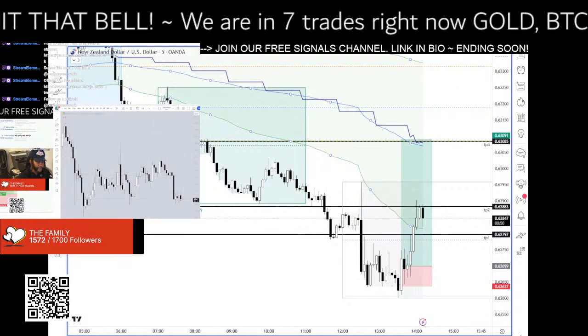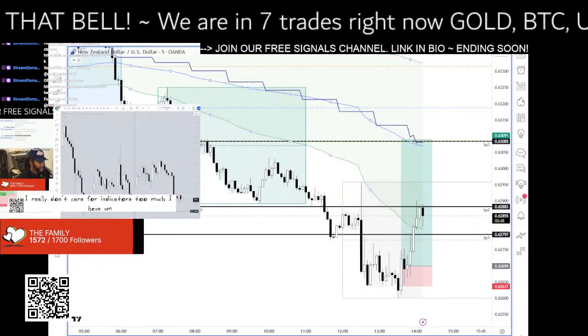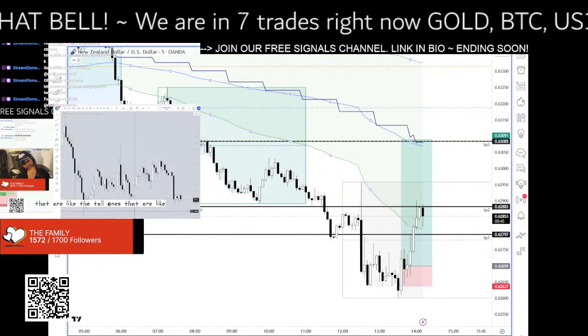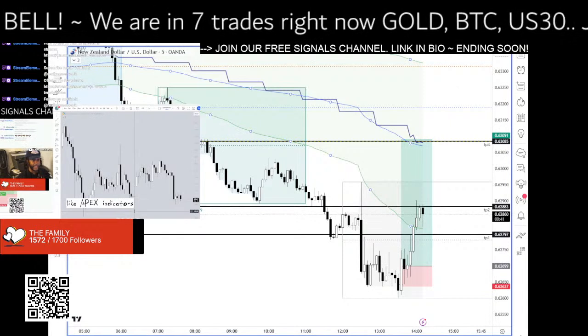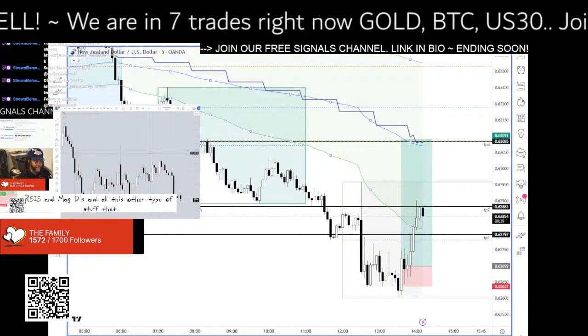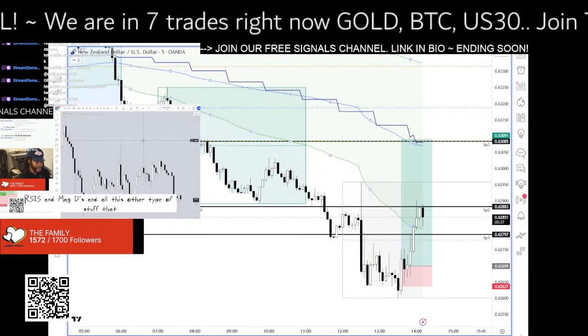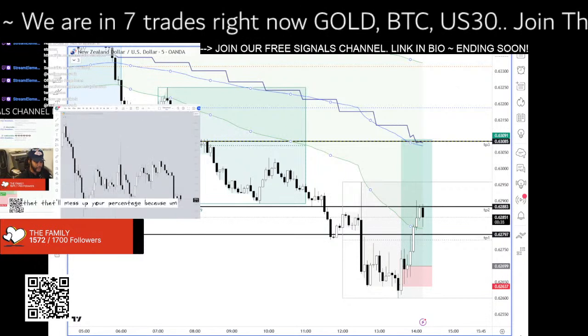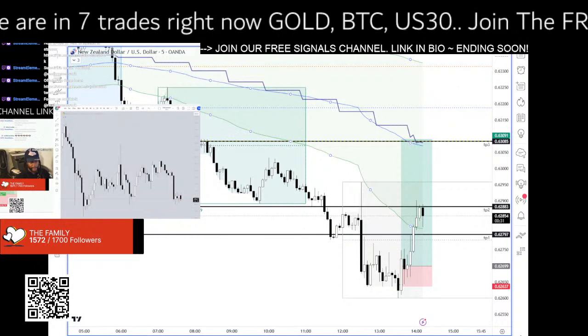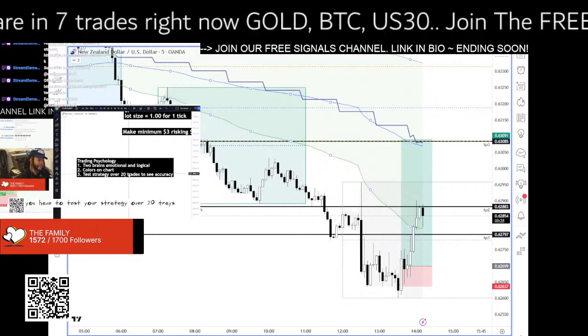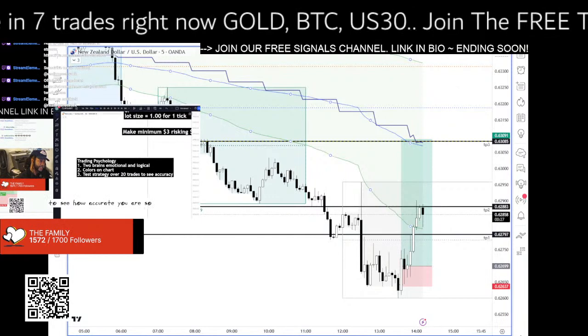I really don't care for indicators too much. I have indicators that are like the top ones, like Apex indicators, but I'm not into RSIs and MACDs and all this other type of stuff that mess up your percentage. Because what's the third tip? You have to test your strategy over 20 trades to see how accurate you are.